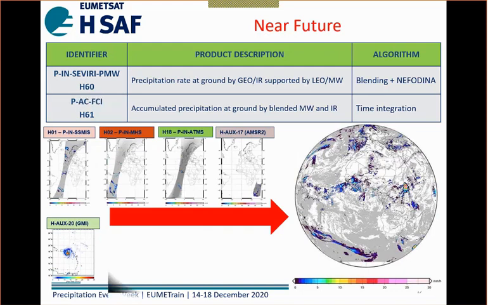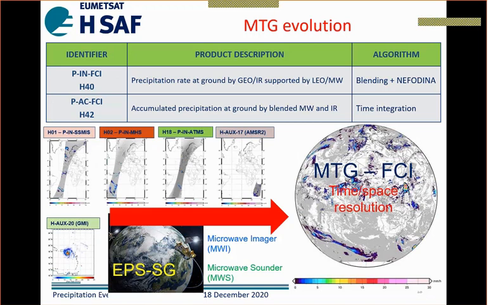In the far future, the same technique will remain. It will be based on MTG for geostationary satellite data, and together with the other precipitation microwave, we will add the precipitation retrieved from the microwave imager and microwave sounder that will be on board of EPS second generation.